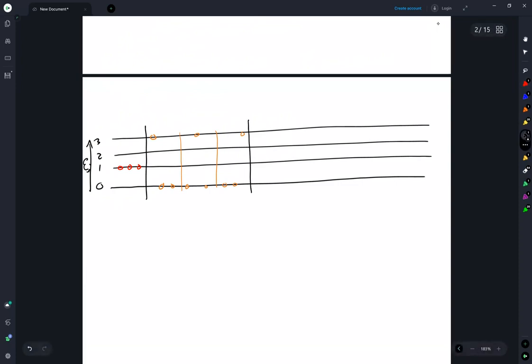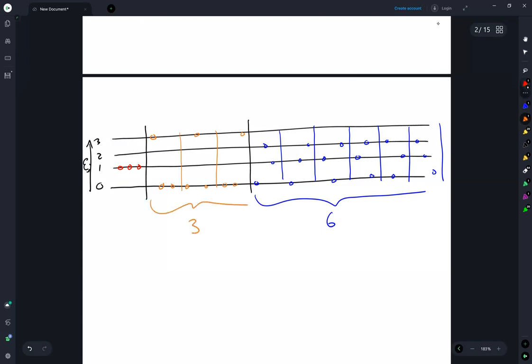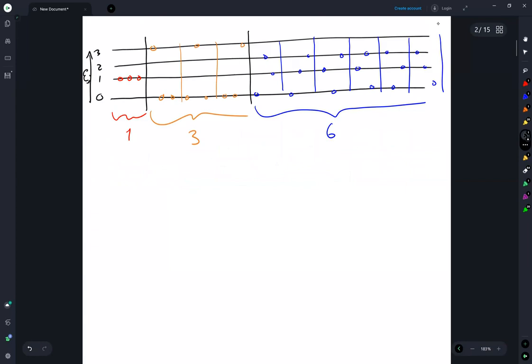Or we could have, let's pick blue, 0, 2, 1, or 0, 1, 2, or 1, 0, 2, or 1, 2, 0, or 2, 0, 1, or 2, 1, 0. So we've got 6 of those, 3 of those, and 1 of those. But these all have the same macrostate.